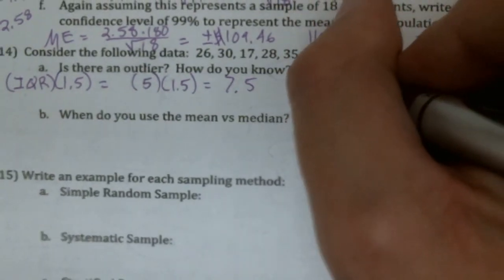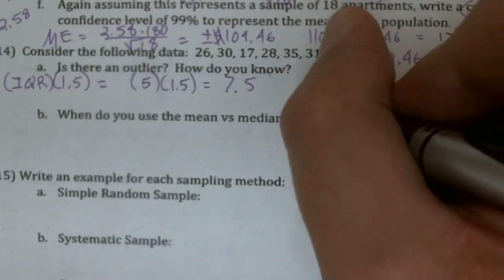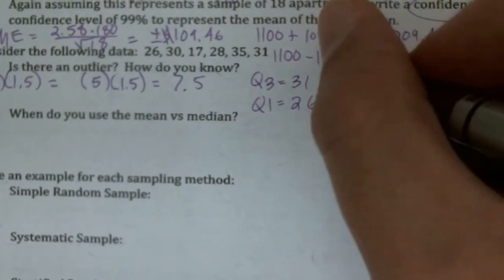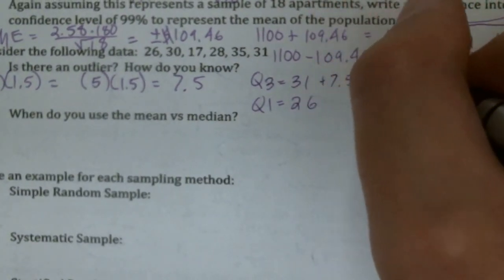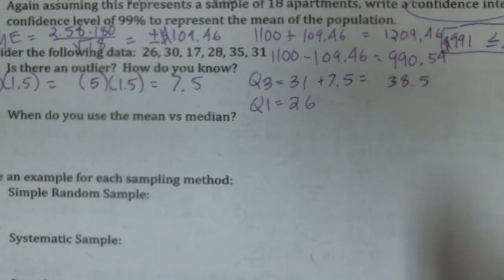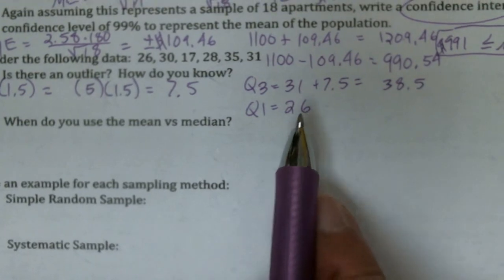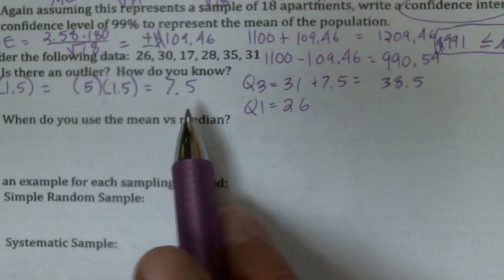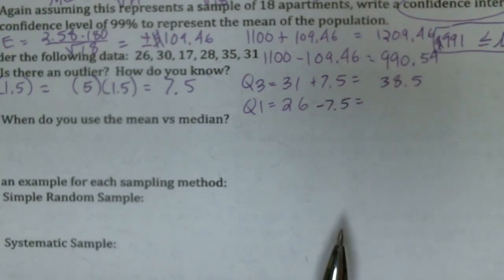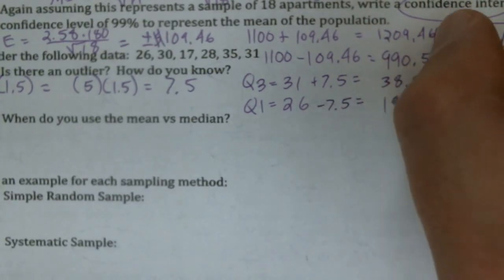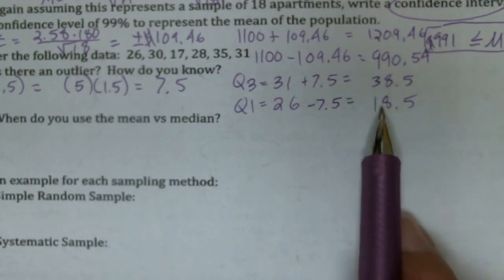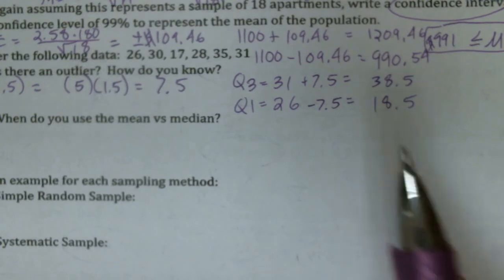My Q3 was 31 and my Q1 was 26. Okay, so I'm going to add 7.5 to the Q3. That gives me 38.5. I'm going to subtract the 1.5 IQR from 26. Okay, that's going to give me 18.5, and there are my bounds. If I have any number higher than 38.5 or less than 18.5, then I can say it's an outlier.